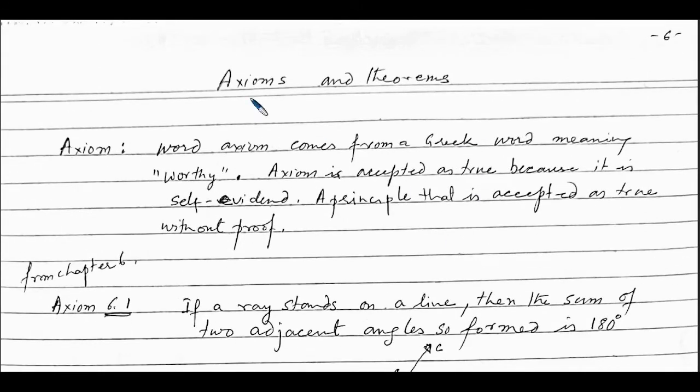What are axioms and what are theorems, we'll define here. The word axiom comes from a Greek word meaning worthy. An axiom is accepted as true because it is self-evident, it is obvious. So you don't have to prove an axiom. The principles that are accepted as true without proof are axioms. So you take it for granted.